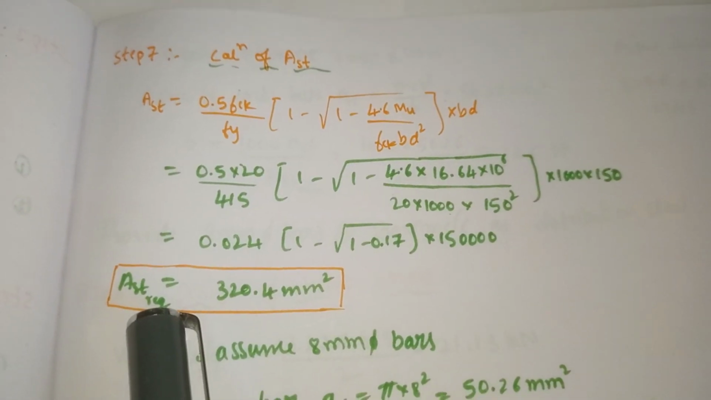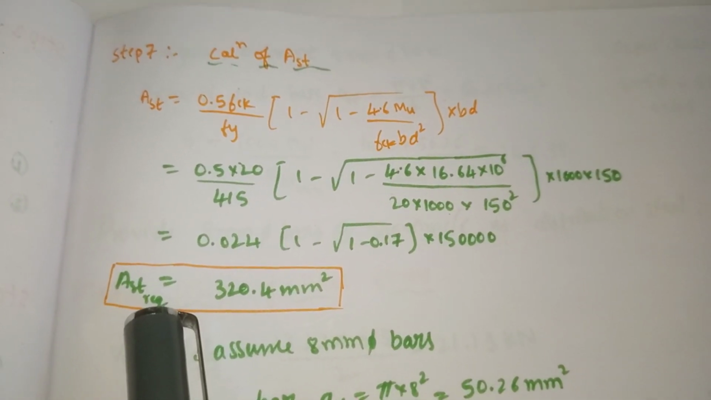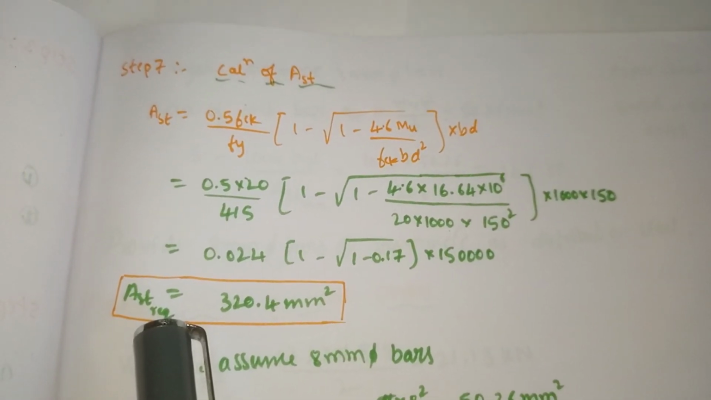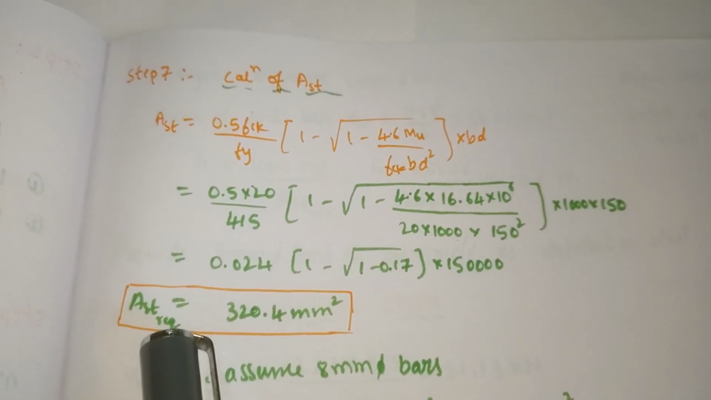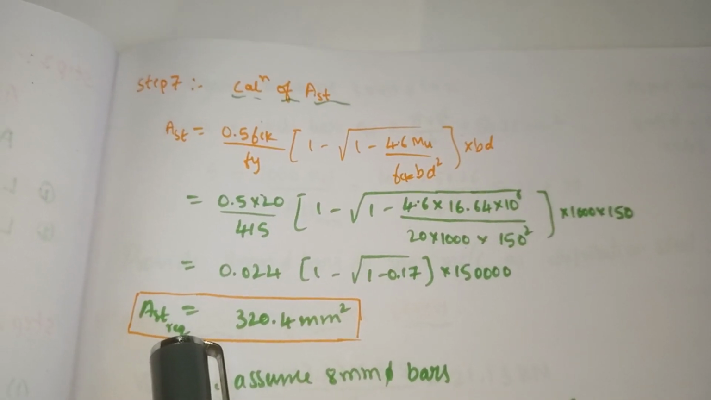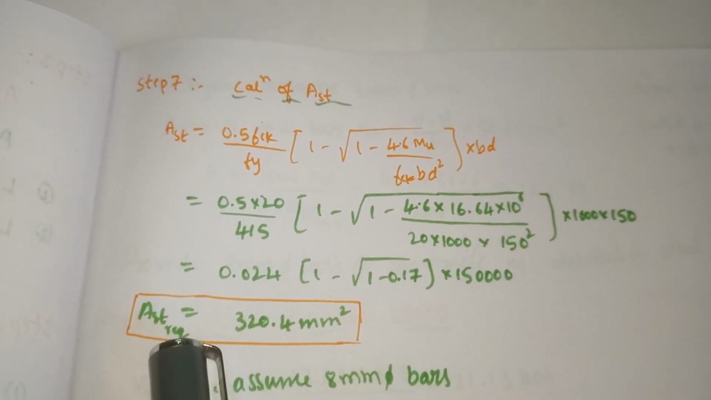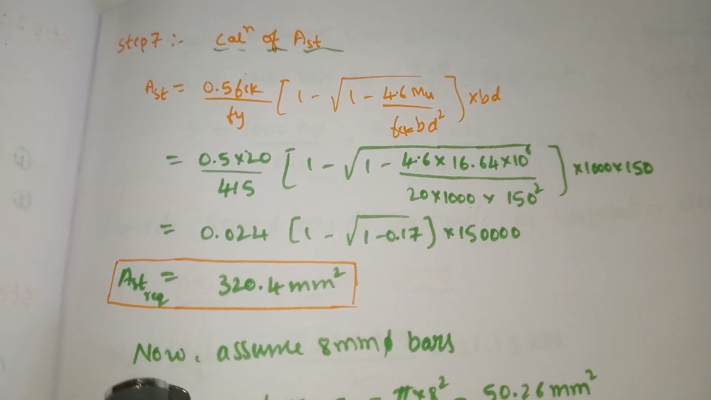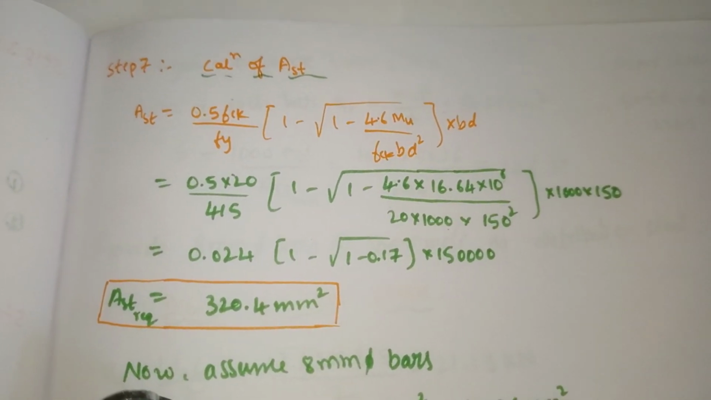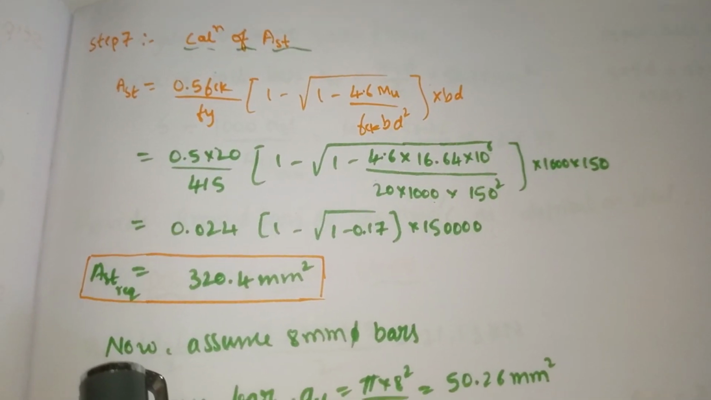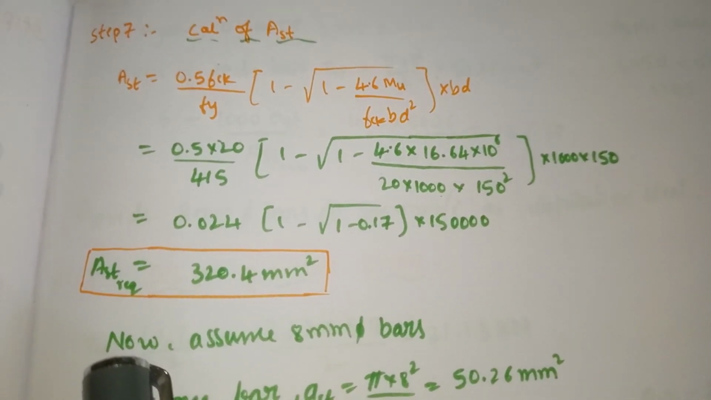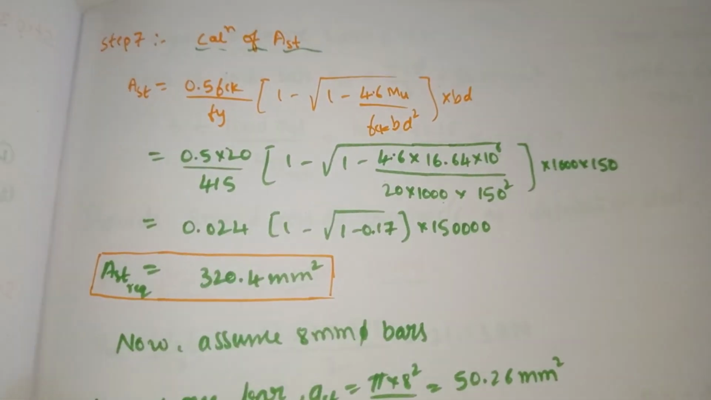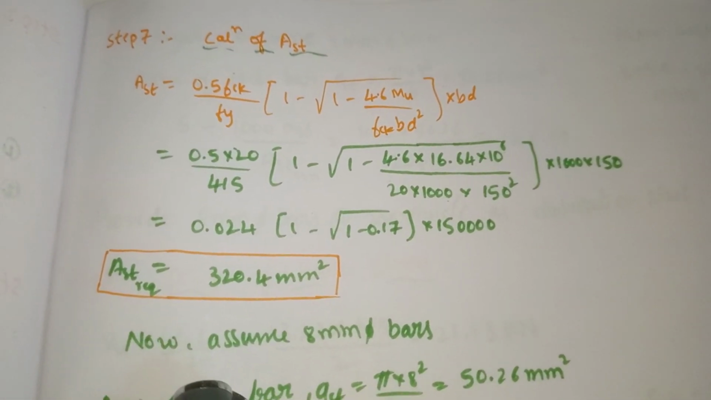There is one more method to calculate the Ast, by using the formula which is given on page number 96. That is Mu is equal to 0.87 fy Ast d into bracket 1 minus Ast fy divided by b d fck. By using this formula and with the method of quadratic equation, we can also calculate the Ast. Or by simply remembering this formula, we can calculate the Ast. Both the answers will be the same.